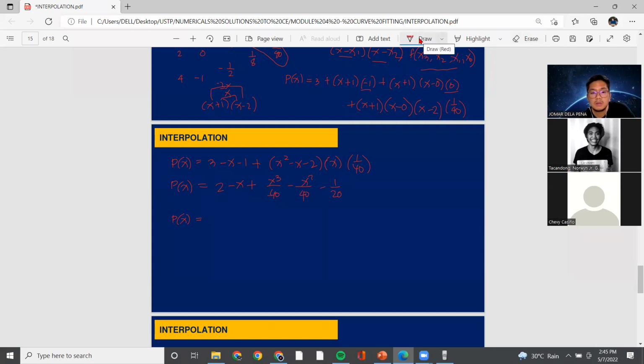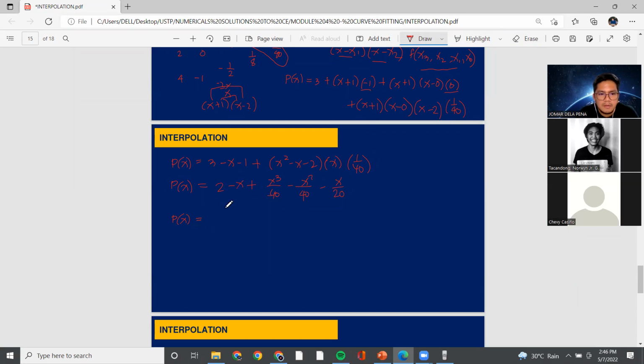x cubed minus x squared. This is pwede nyo nabantayan plus, no? x over 40, x squared minus x squared over 40, and we have x over 20. Sakto, x over 20.